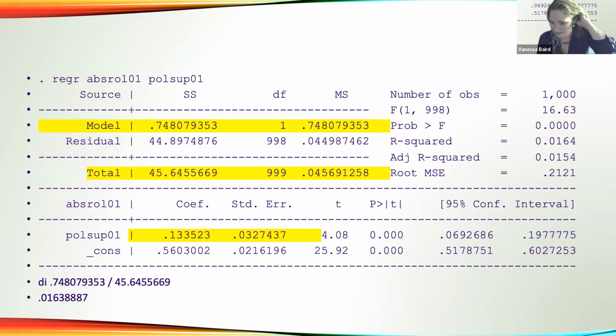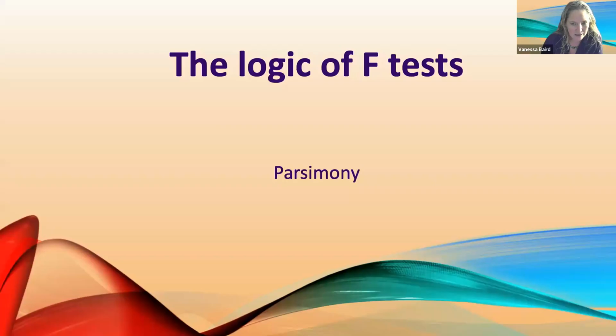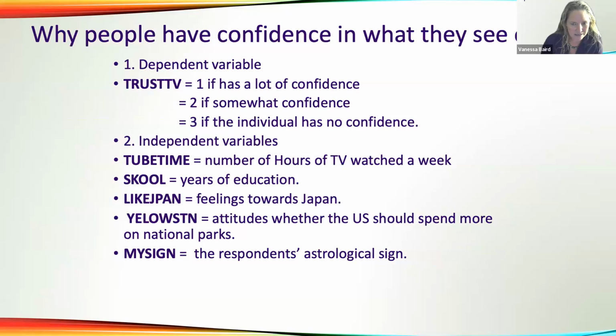Adjusted R square is basically the same, but we're going to talk about adjusted R square in a second. So we've got a little bit of a correlation. R square is this. Okay, so here's the logic of the F test. Here's a fun little example: confidence in what people see on TV. The dependent variable runs from a lot of confidence to no confidence. Tube time is a variable of number of hours.